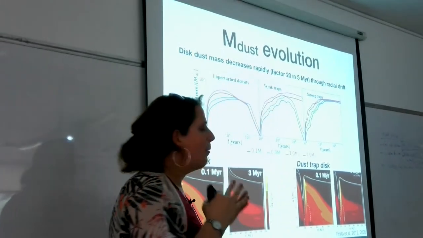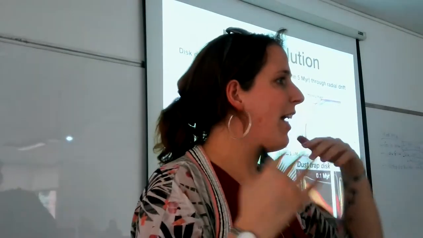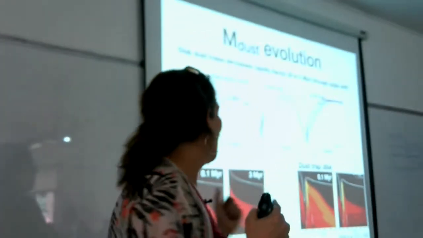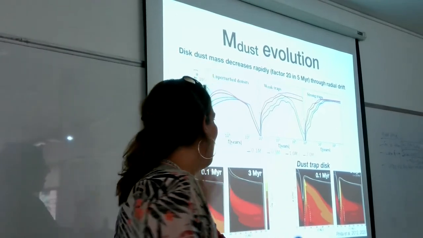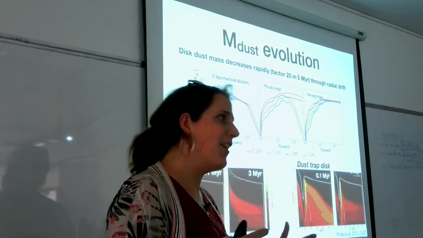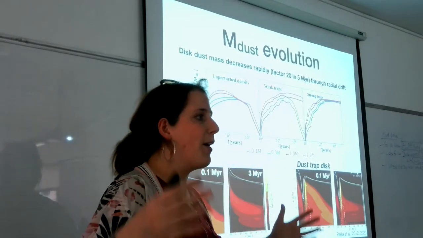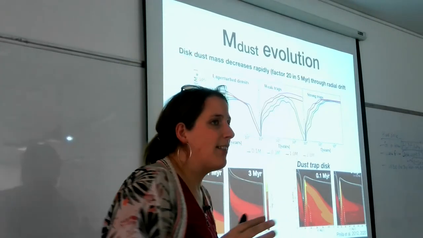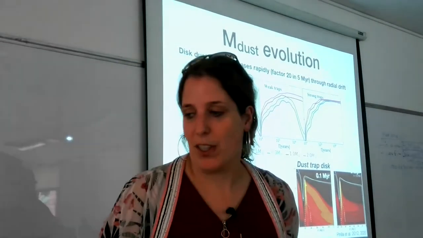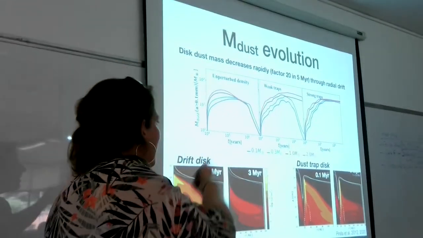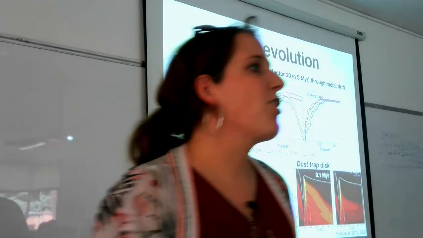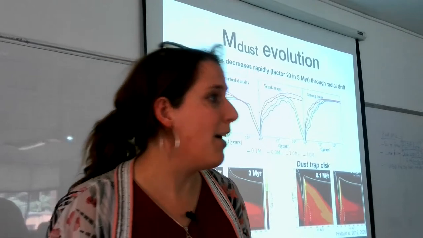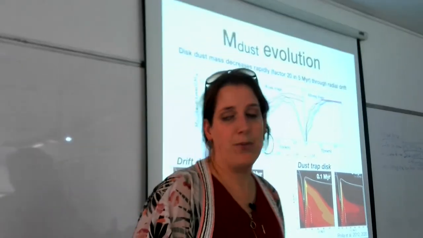I'm going to talk a little bit more about this whole issue of, do most disks have dust traps, or are most disks drift dominated? Clearly we haven't really answered this question yet, because we don't have enough high resolution observations to really rule out dust traps or measure the really small dust disks in many cases. We're going to talk more about that this afternoon in the lecture about substructures. But at least these measurements of dust mass and dust disk size give us some first clues on what is happening with the bulk of the disks. So how many disks actually have dust traps, how many disks don't.